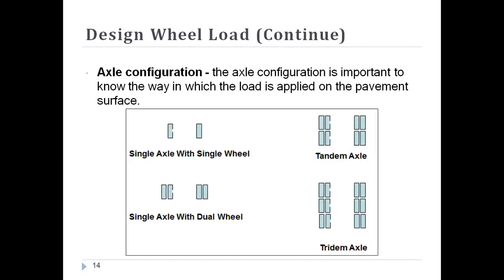The axle configuration is important to know the way in which the total load is applied on the pavement surface. There is a single axle with a single wheel, and also a single axle with dual wheels, and a tandem axle with double wheels, and also tridem axles with a set of six wheels, which we can see here.